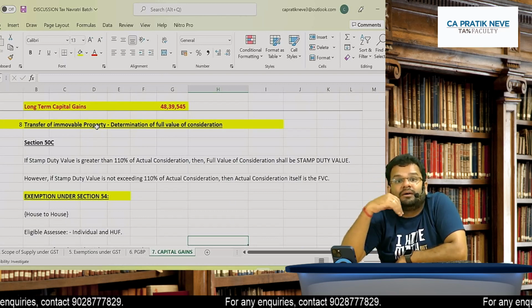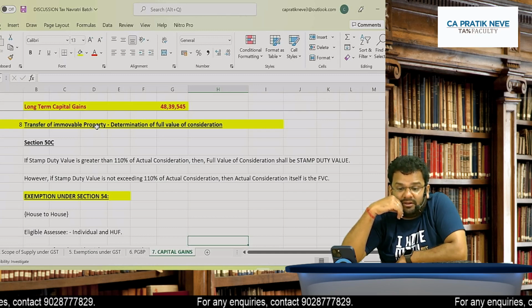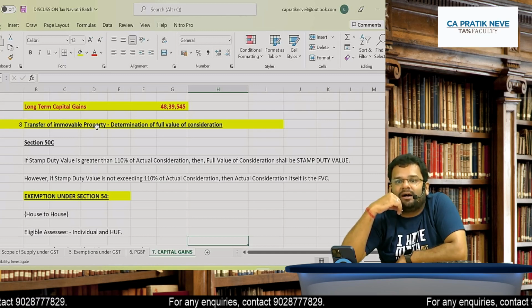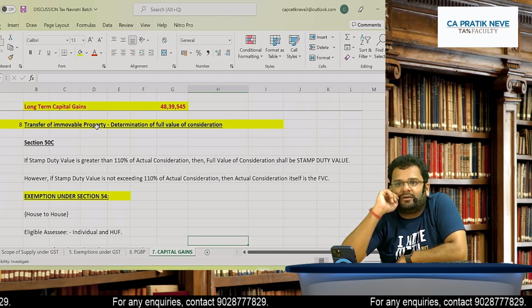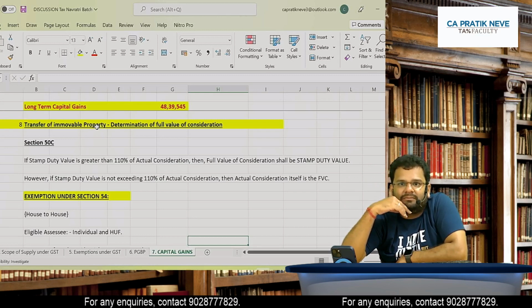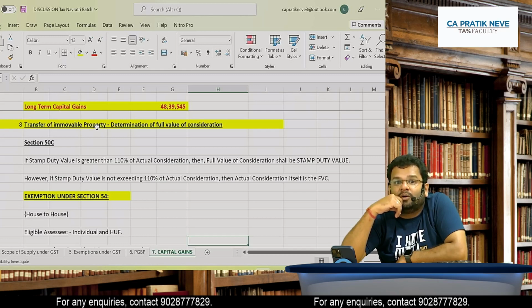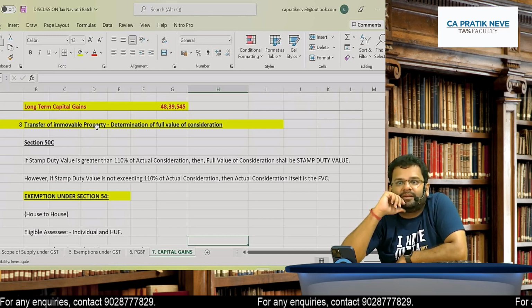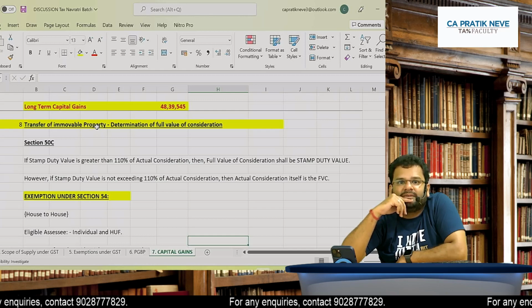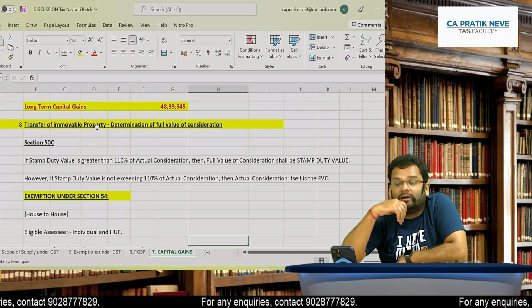Assume time is 10:20 now. Round off to nearest of 10 under section 288B. Okay, and we will meet after 15 minutes. Agreed? I will meet you after 15 minutes.